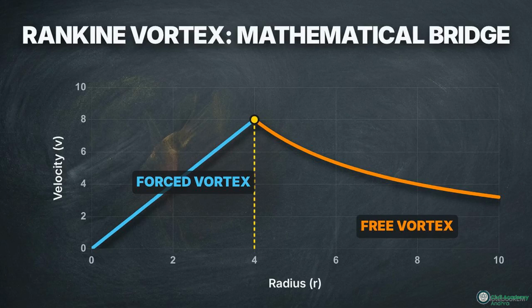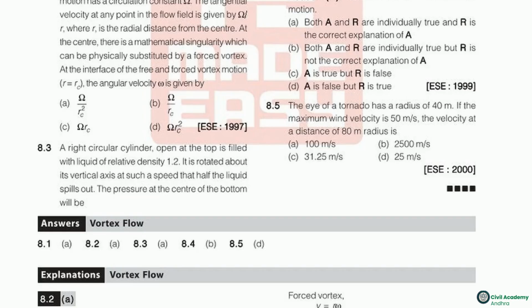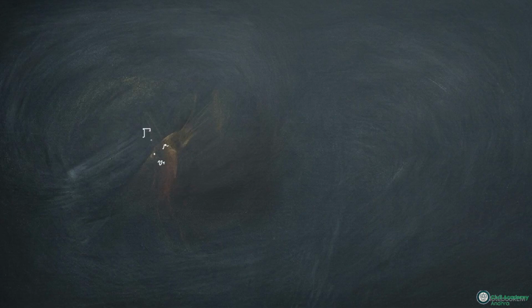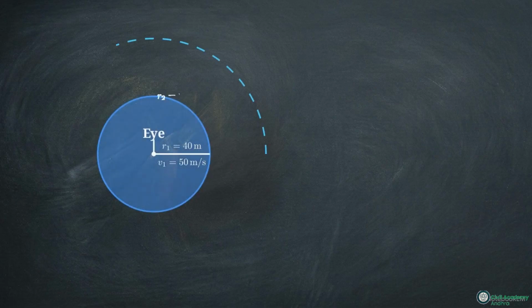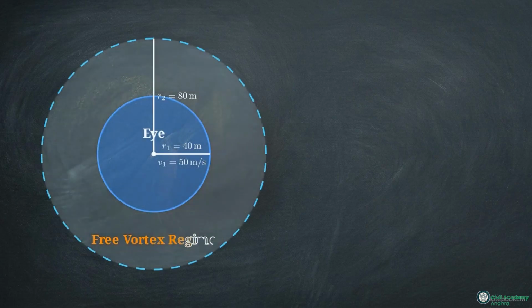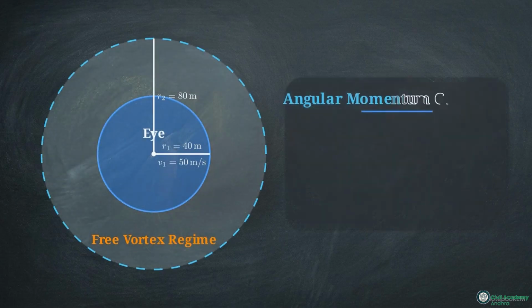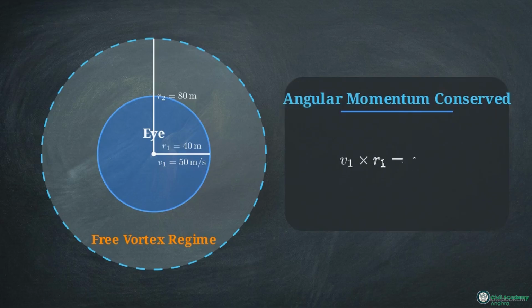We can apply this Rankine model directly to question 8.5, which asks us to find the wind velocity of a tornado at an 80-meter radius, given a 50-meter-per-second velocity at the 40-meter edge of the eye. Asking for a velocity outside the central eye puts us in the irrotational free vortex region. Applying conservation of angular momentum, initial velocity times radius equals final velocity times radius. 50 times 40 equals v new times 80. The new velocity is 25 meters per second.